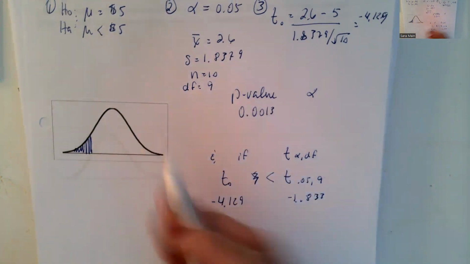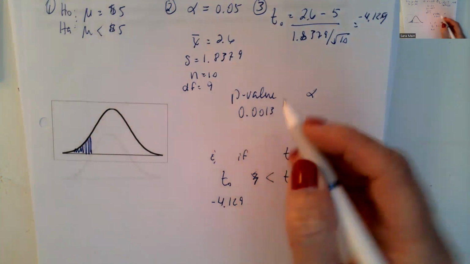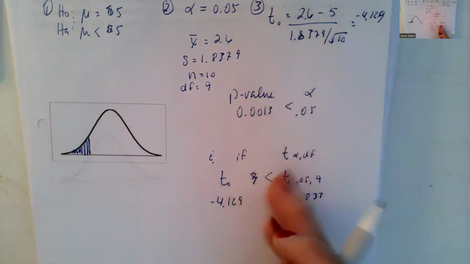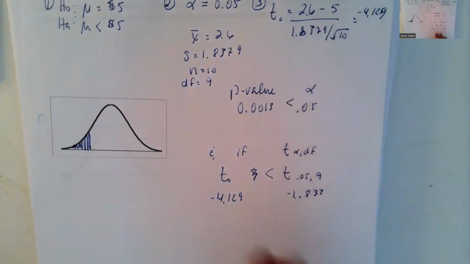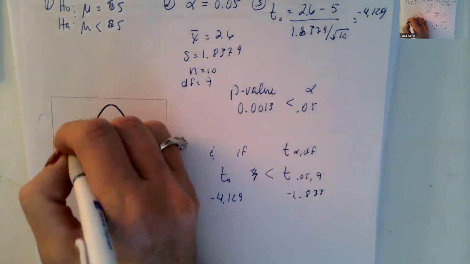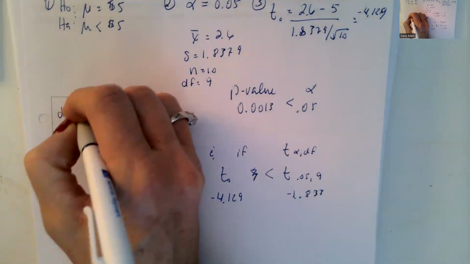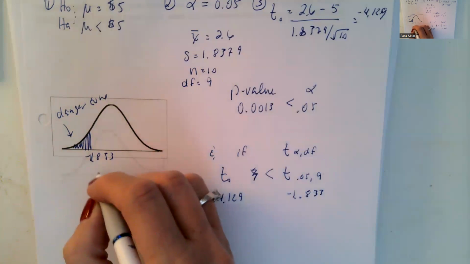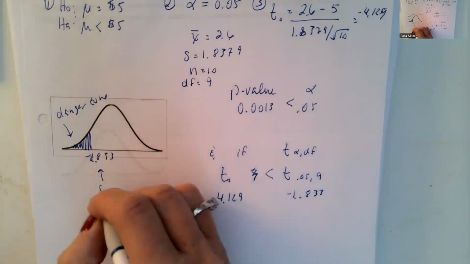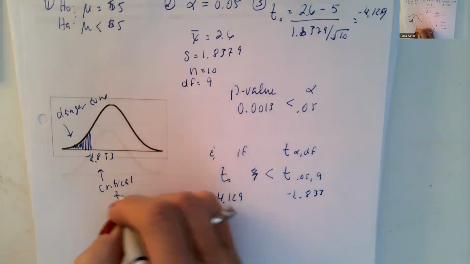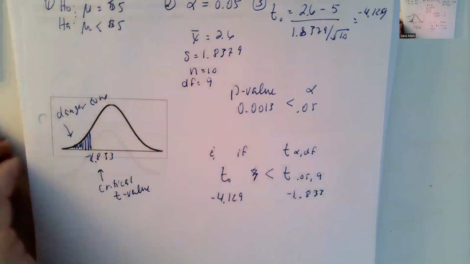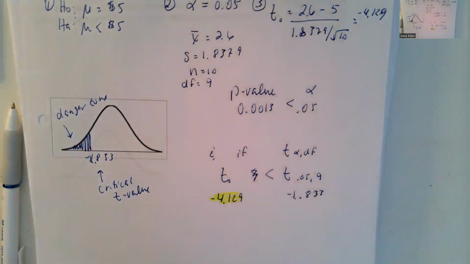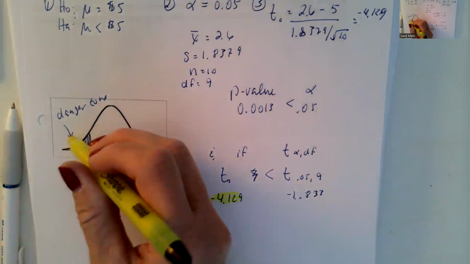The p-value is 0.0013, which is less than alpha. So we're going to reject using that method. And using the classical approach, our danger zone is here, because that's our critical t-value. And our test statistic of a negative 4.129 is definitely in the danger zone. It's out here.